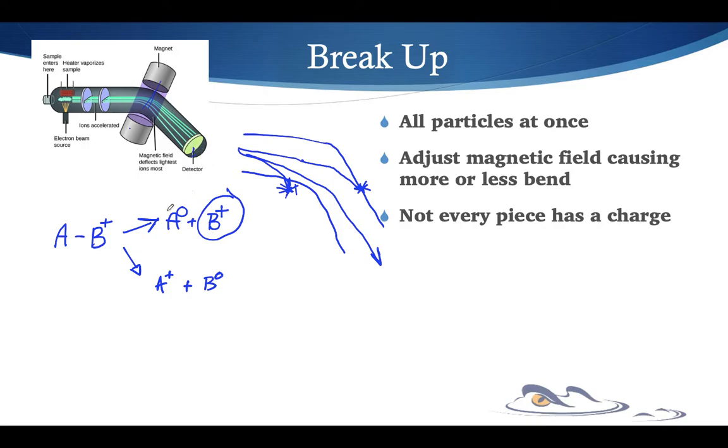If the piece doesn't have a charge, it will not be affected by this magnetic field. And then that particle, an uncharged particle, is just going to go straight. And it's going to run into the side of the tube here and be vacuumed out of the system. So the only particles that are going to turn or curve in this tube are going to be the charged particles. And not every piece has a charge. Certain pieces tend to get the charge just based on the way things are bonded together.